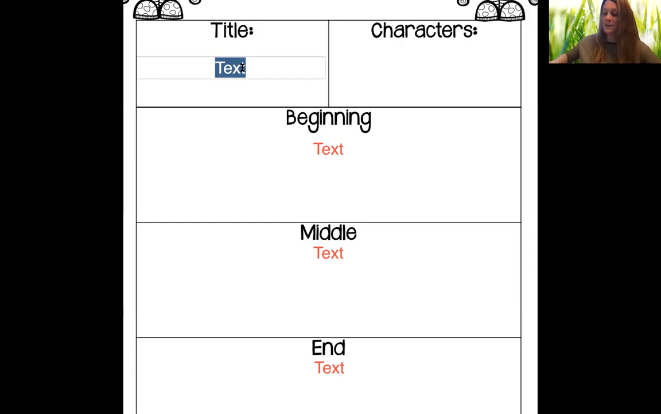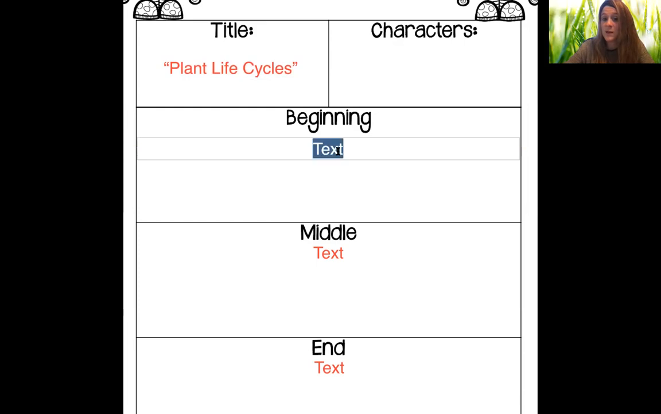So let's continue working on writing nice and neat, having spacing, looking for your capitals at the beginning of sentences, your end marks at the end of sentences, and focus on your spacing of your words, okay? So the title of this story was Plant Life Cycles. Go ahead and write that at the top of your notebook paper, so that when you turn it in, I know what the summary goes with.